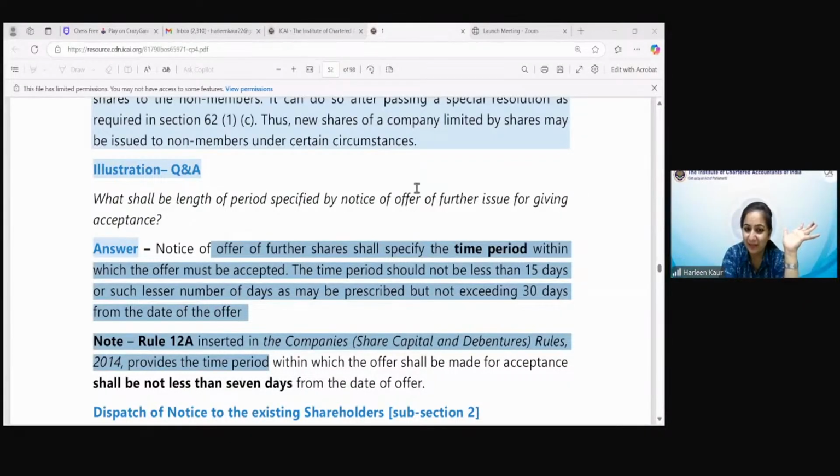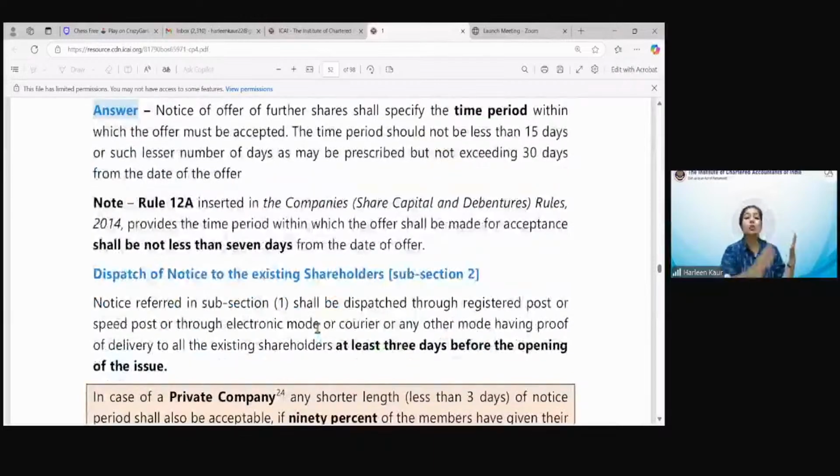Clear, everyone? Now, dispatch of notice: how the notice is going to be sent to the existing shareholders. At least 3 days before the rights issue, the notice will be dispatched through registered post or electronic means.